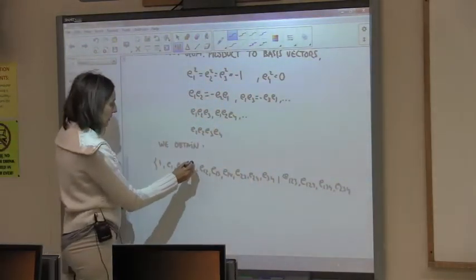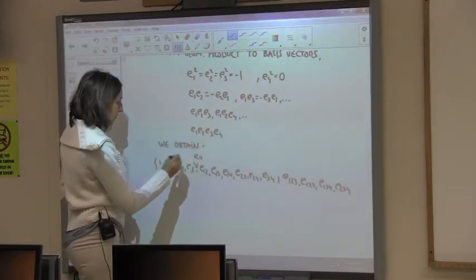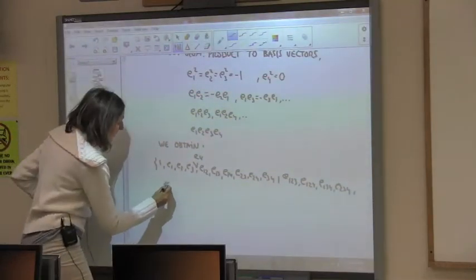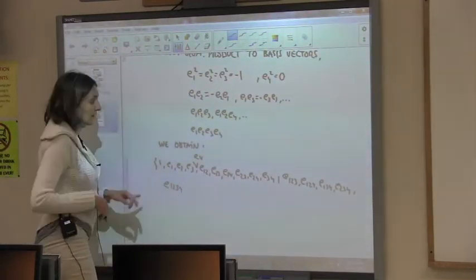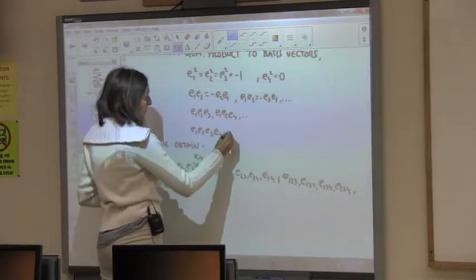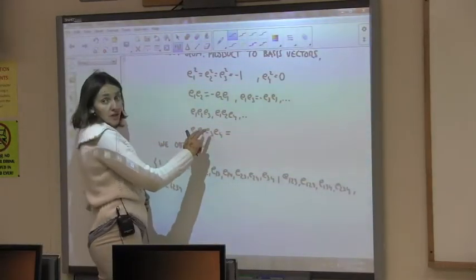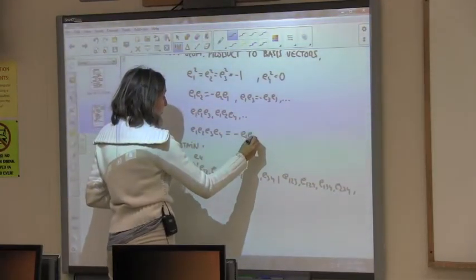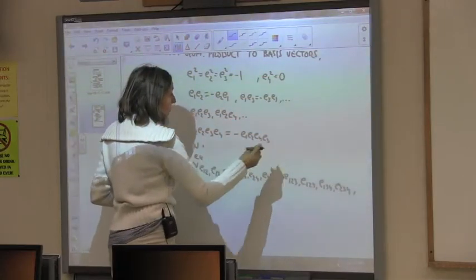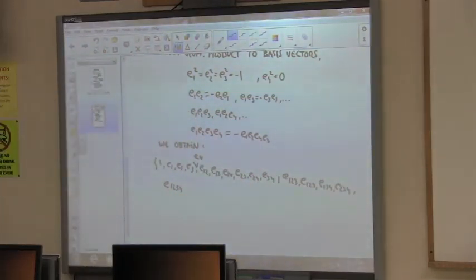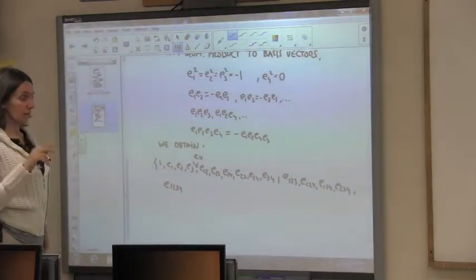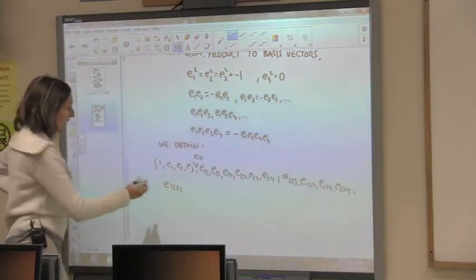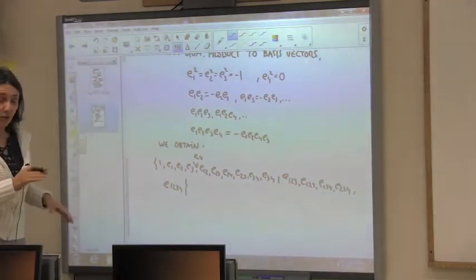Oh, I'm missing E4 here, sorry. E4. And then one element of rank or grade 4, E1, 2, 3, 4. And you can see that if you change the order, if you swap two, because this is associative, for instance, this is the same as minus E1, E2, E4, E3, and so on. So just swapping the vectors just gives you a change of sign if it's an odd number of permutations. Alright, so this is the basis of our space that we are going to use.